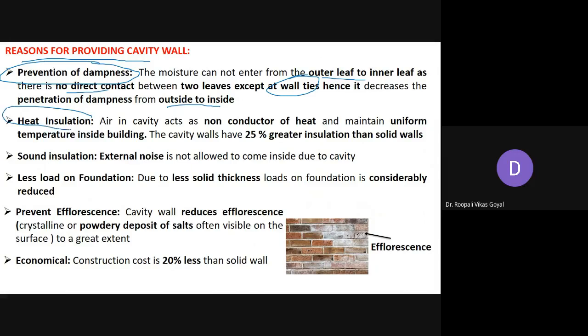Second is heat insulation. As air is there in the cavity, it will act as a non-conductor of heat, and it will try to maintain a uniform temperature inside your building. The cavity wall has around 25% greater insulation than the solid wall. From experience and studies it shows that a cavity wall has 25% more insulation as compared to a solid wall as far as temperature is concerned.